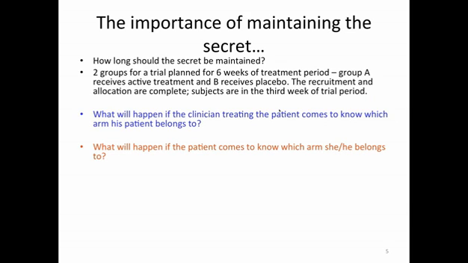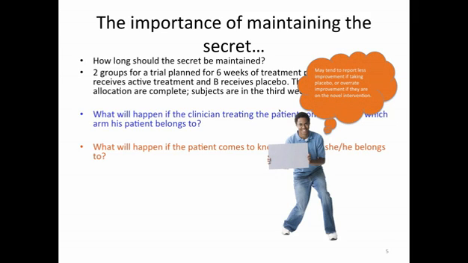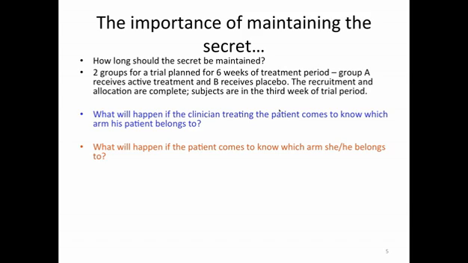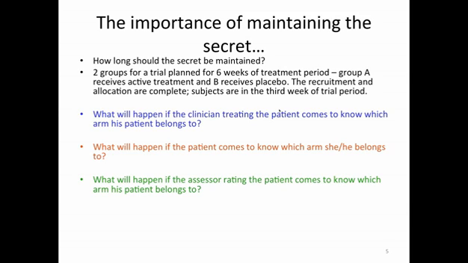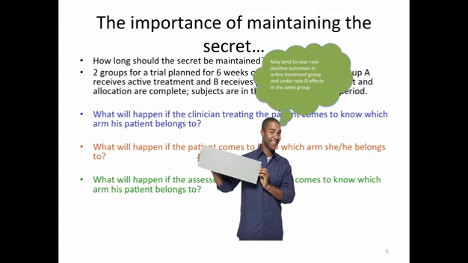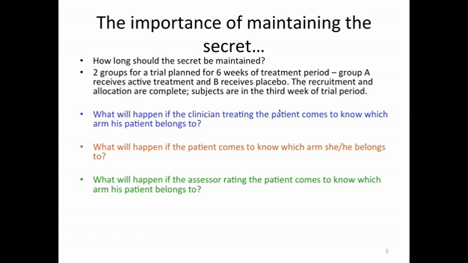What will happen if the patient comes to know which arm she or he belongs to? He might then tend to report less improvement if they are taking placebo or overrate the improvement if they are receiving the novel active intervention. What will happen if the assessor rating the patient comes to know which arm his patient belongs to? He might tend to overrate positive outcomes in the active treatment group and underrate the ill effects of the treatment in the same group. As you can see, all of this will defeat the whole purpose of randomization.